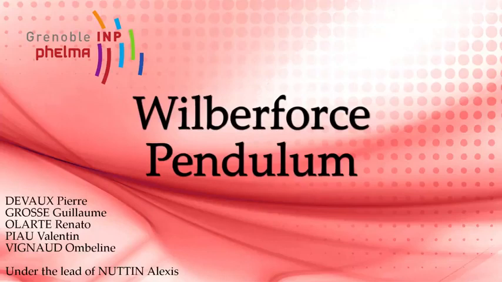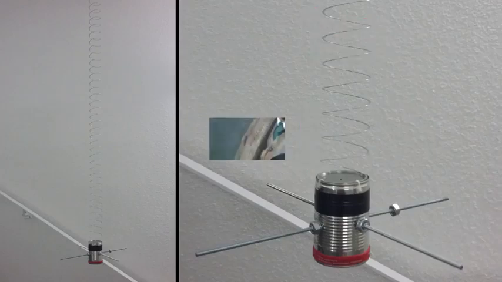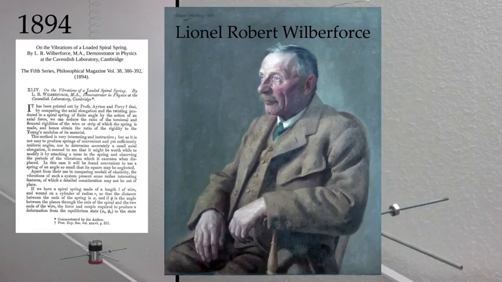Please tell me, what is it, a Wilberforce pendulum? The Wilberforce pendulum is an example of a mechanical oscillator. It consists of a mass suspended by a long spring and which tends to turn and oscillate. It was invented in 1894 by the British physicist Lionel Robert Wilberforce.